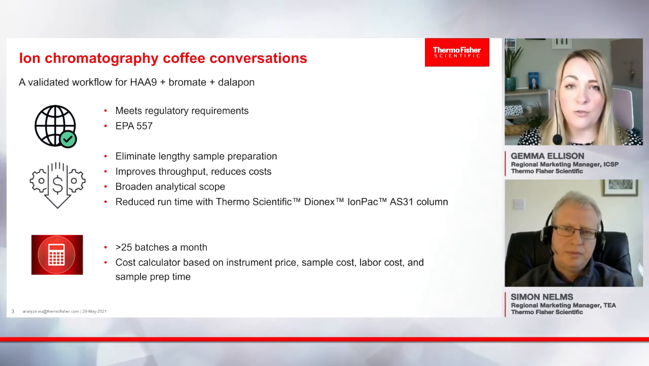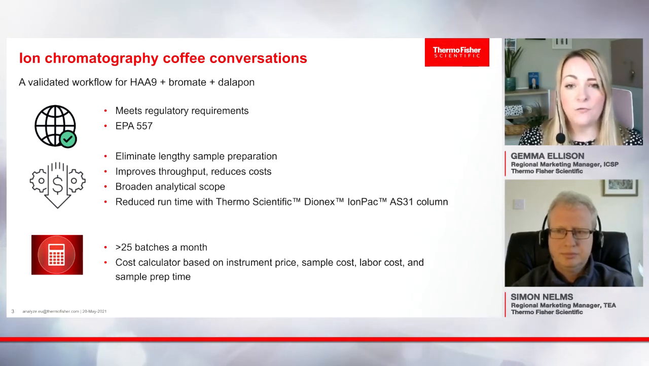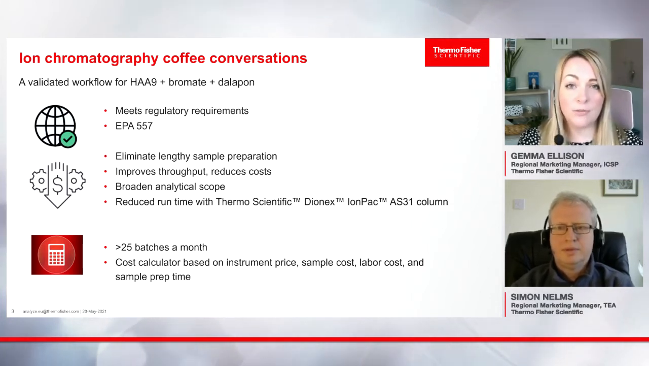This workflow uses the Thermo Scientific Dionex IonPac AS31 column. This is shown to decrease the runtime of the previously stated column, the AS24, from 57 minutes to 35 minutes. This column is not only a shorter runtime, but it's actually a higher capacity column. So if you're looking at very trace levels, and previously you might have had to do some pre-concentration to be able to see them, you shouldn't need to do that here.